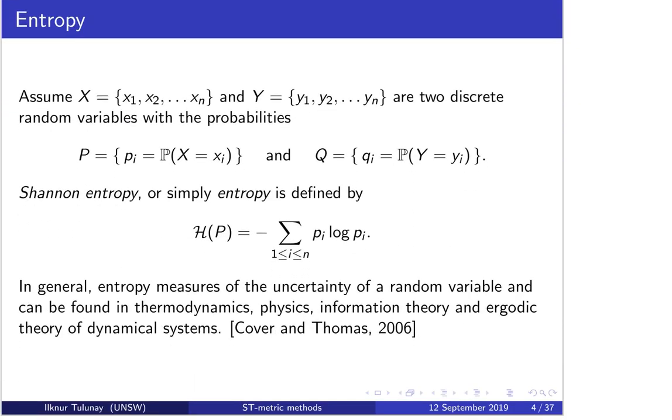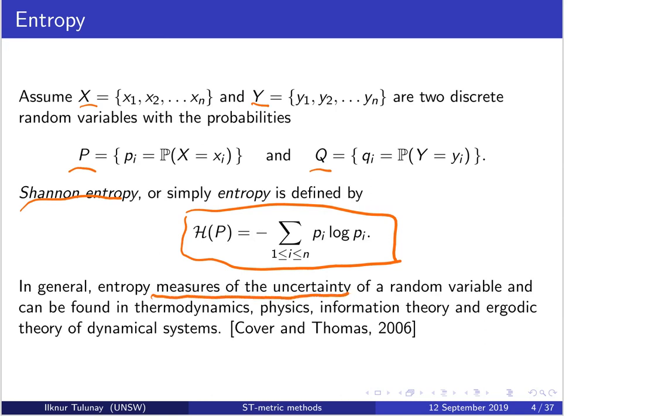Here is the definition of entropy. We have x and y, random variables. P and Q are the corresponding probabilities, and the Shannon entropy, or simply entropy, is given by this formula: negative the sum of all p_i log p_i. Entropy measures uncertainty.